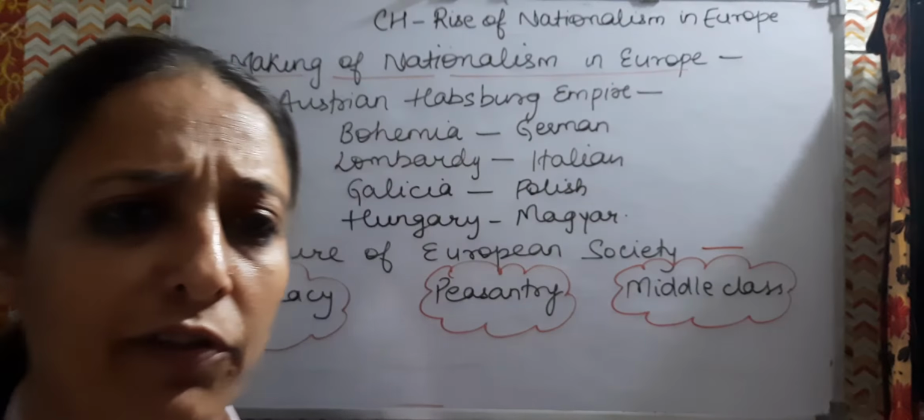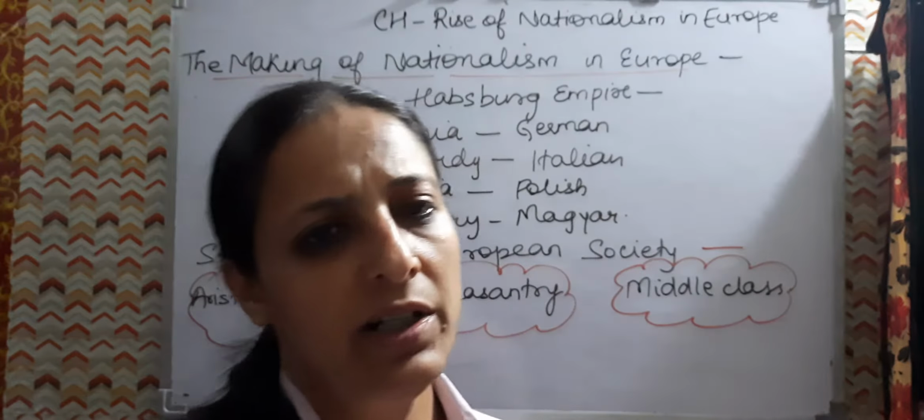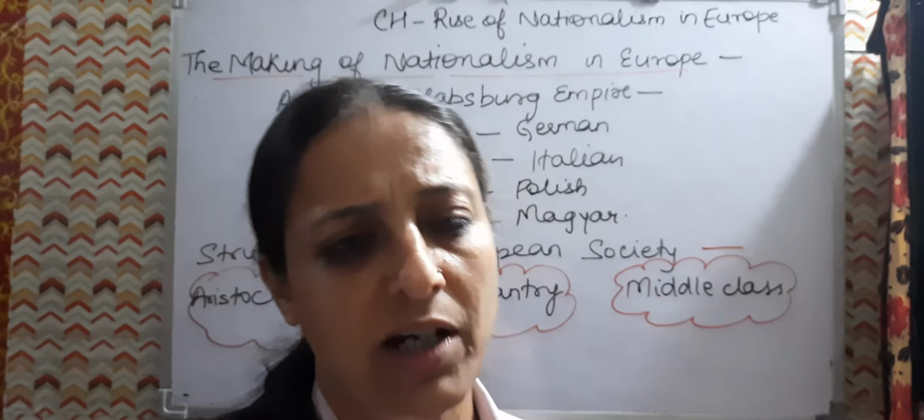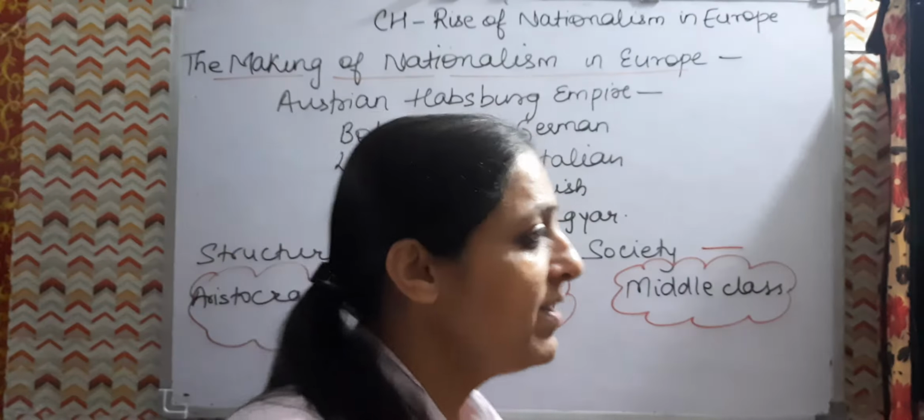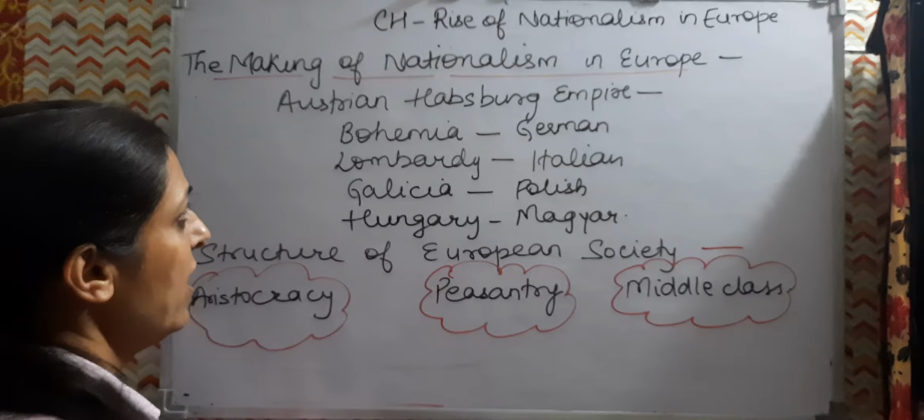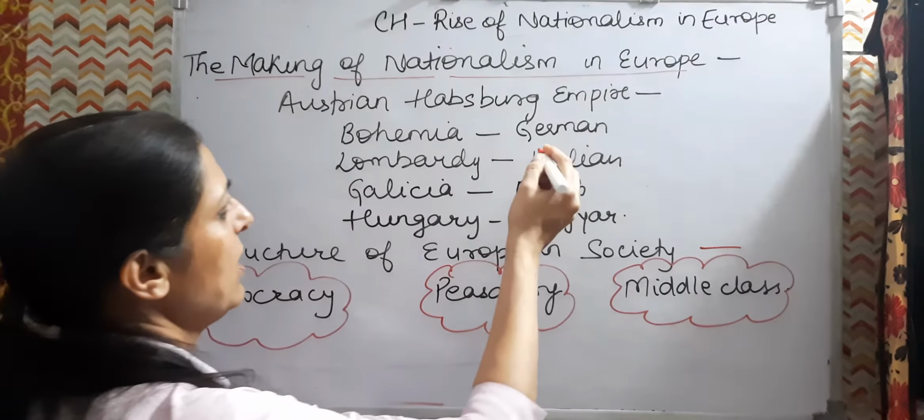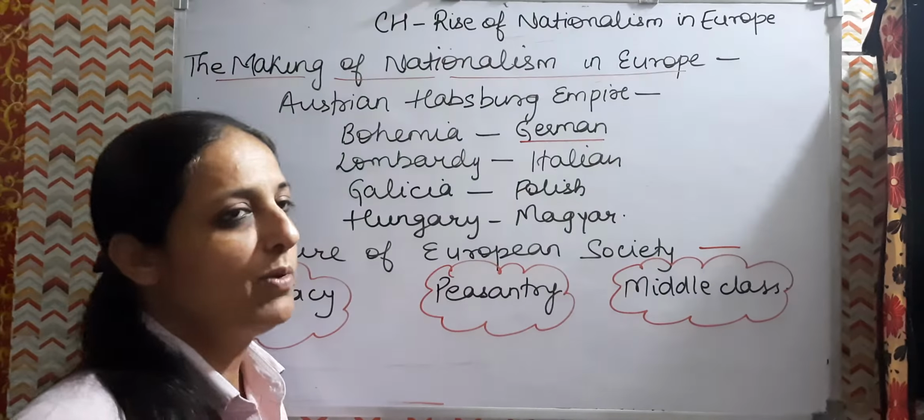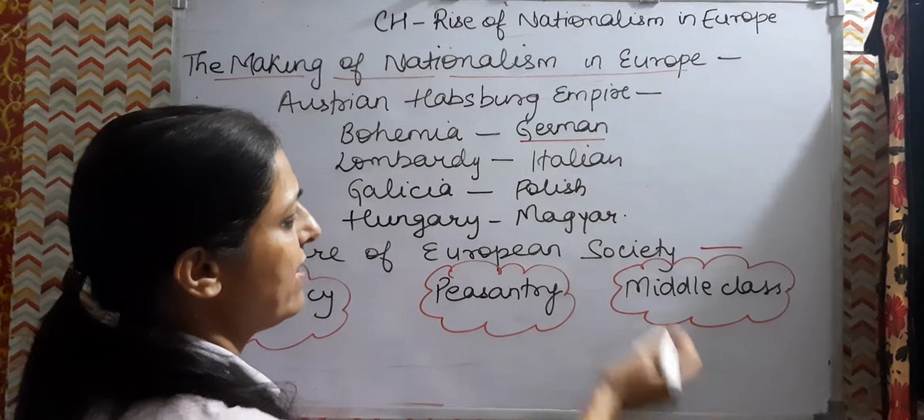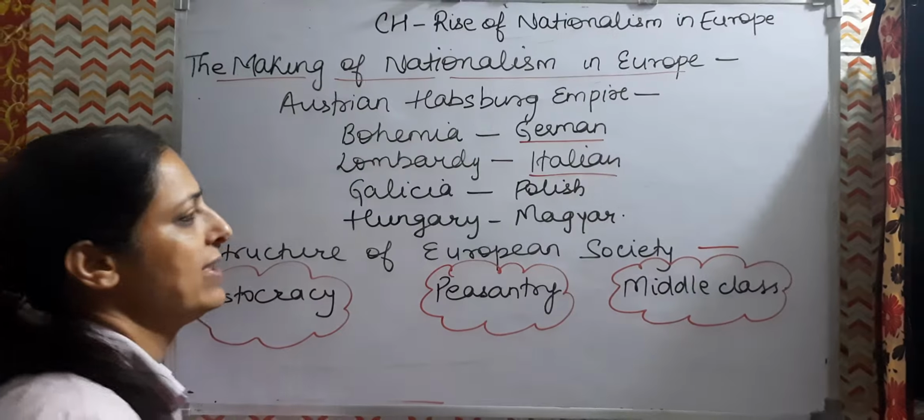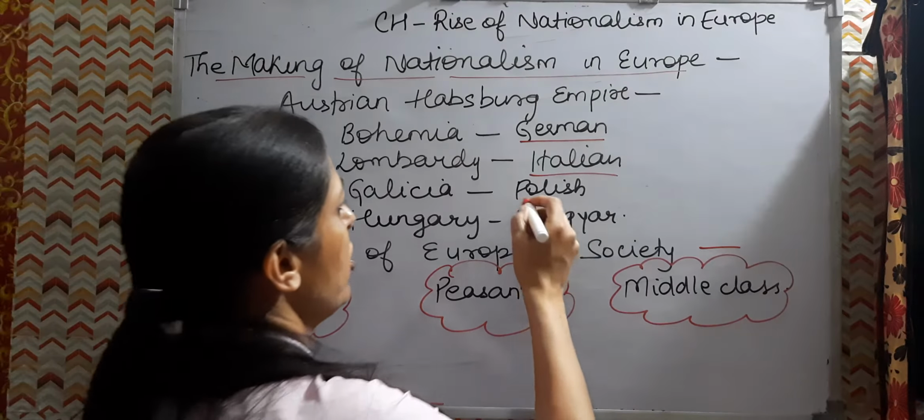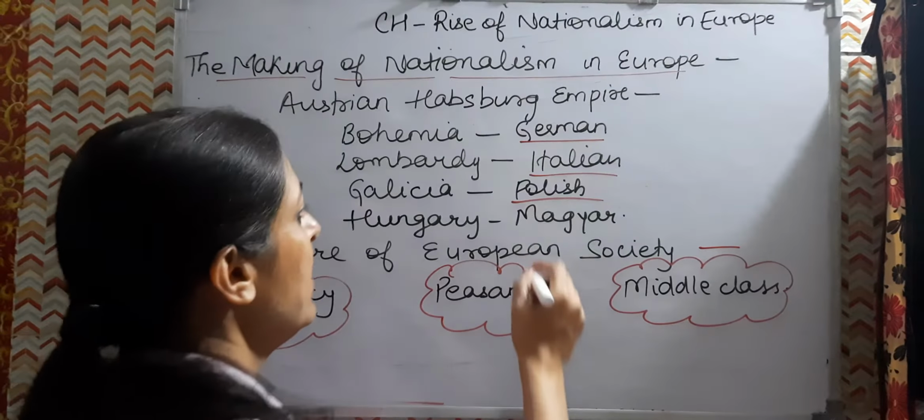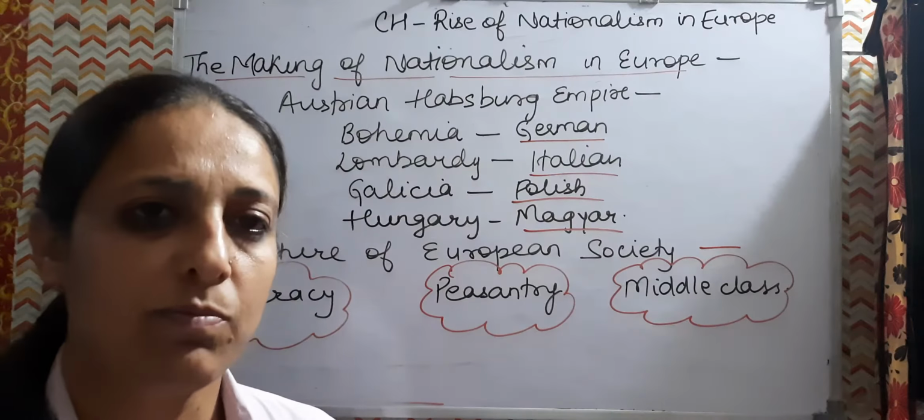It was a blend of different people who spoke different languages. They have different cultures. They have different traditions. So if we see the Austrian Habsburg Empire, in the Bohemia region, the German speaking population was living. Then in the Lombardy region, the Italian speaking population was living. In Galicia, the Polish speaking people were living, and in Hungary, the Magyar language was being spoken.